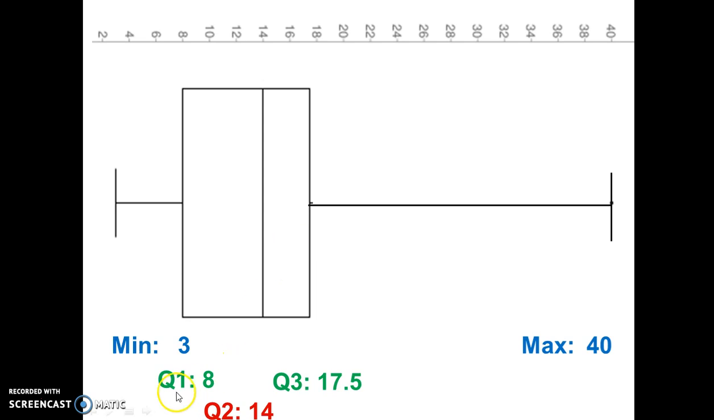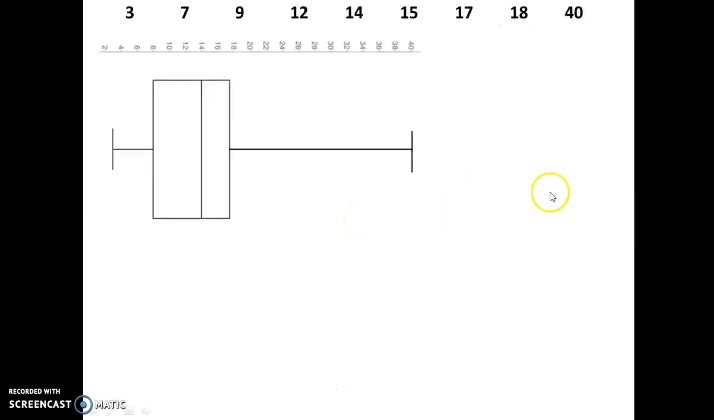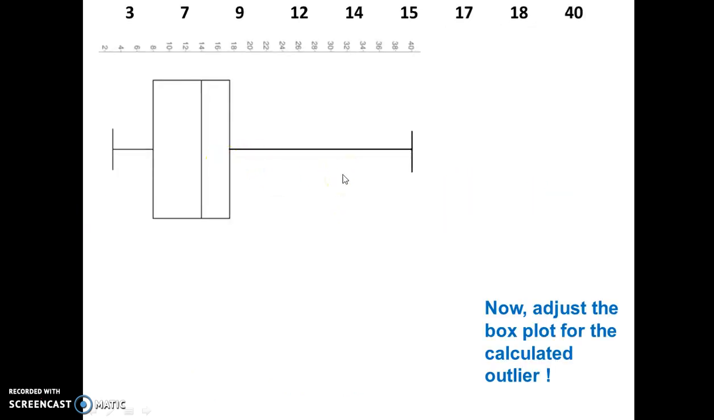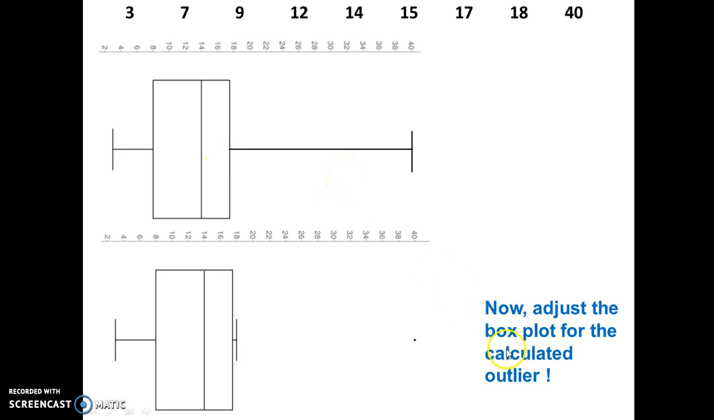All right. However, to draw a box plot properly, we should include outliers. So everything will stay the same. Watch this. Here's the one that we just saw. Now we adjust the box plot for the calculated outlier. So notice, again, everything is the same. All we do is, there was an outlier here, so the outlier remains as a point or a star.